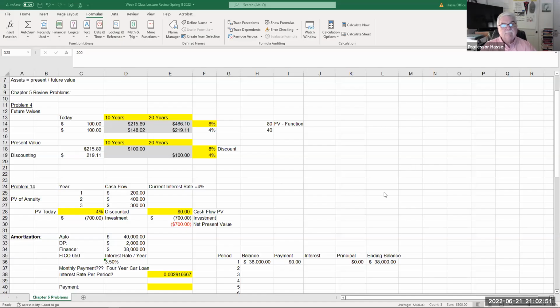Again, now over a 3-year period we're getting $200 at the end of year 1, $400 at the end of year 2, and $300 at the end of year 3. So that's $900 in the future. Well, what is that money worth now? With an interest rate or an opportunity cost of 4%. That's the cost of capital, the discount rate. Let's say we're investing $700 today to generate this $900.